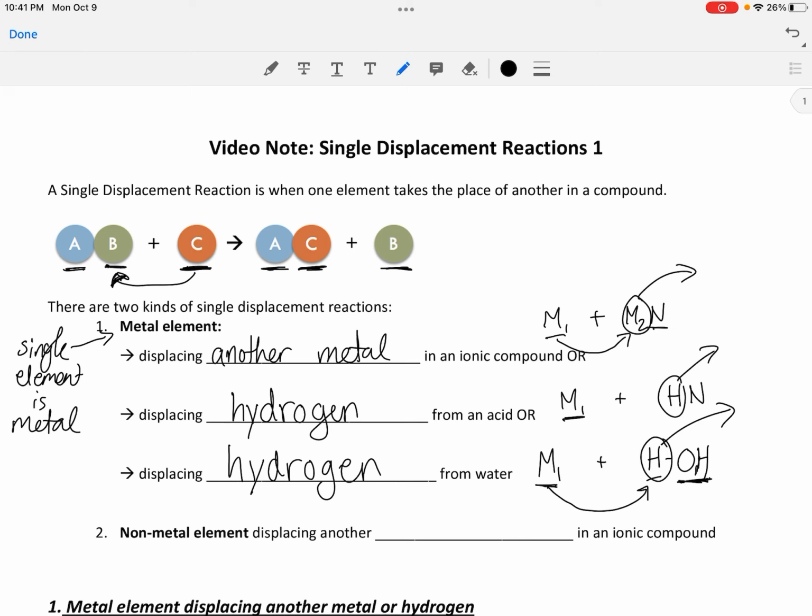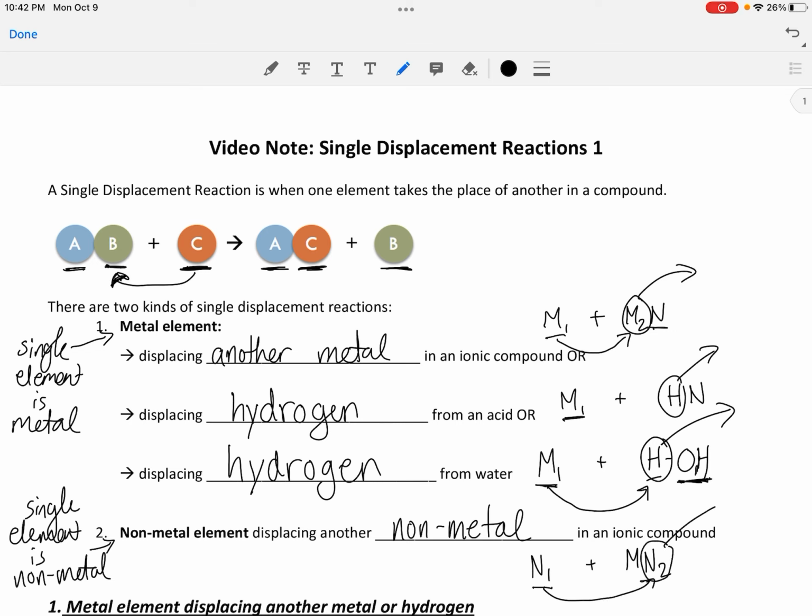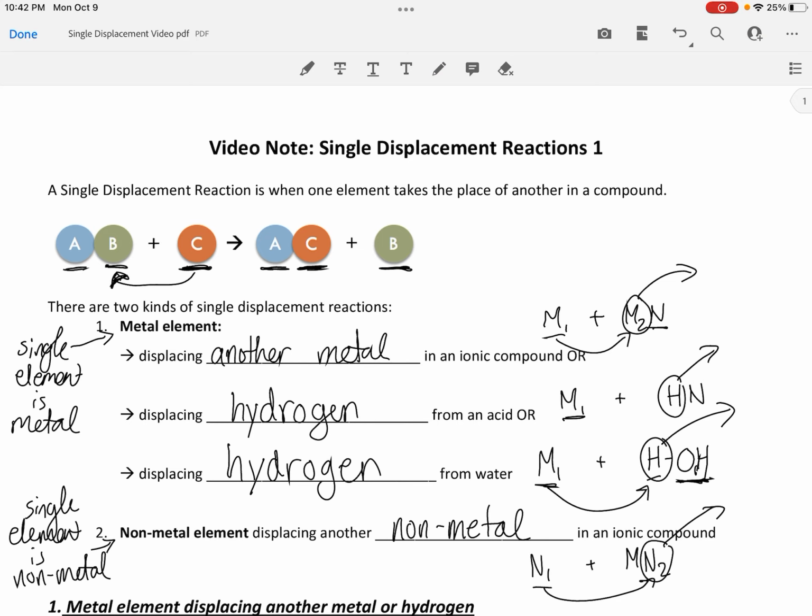The second kind of single displacement reaction you might get is a nonmetal doing the displacing. So if the single element is a nonmetal, you can also do a single displacement reaction that way. In that case, your nonmetal will displace another nonmetal in an ionic compound. So this is where nonmetal 1 sees a metal bonded to nonmetal 2. That nonmetal 1 comes over and bumps out nonmetal 2 and bonds itself to the metal. And that's our second kind of single displacement reaction.